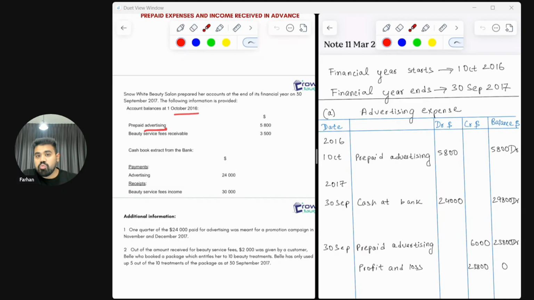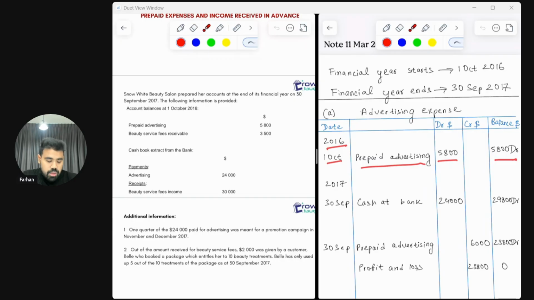So when we first record this in the advertising expense account on 1 October 2016, we need to record this as a current asset. And all assets, as we know, by default, should always have an opening balance on the debit side. So on 1st of October 2016, I've included prepaid advertising as the description, which has an opening balance of 5,800 debit, with the final balance being 5,800 debit as reported in the last column.